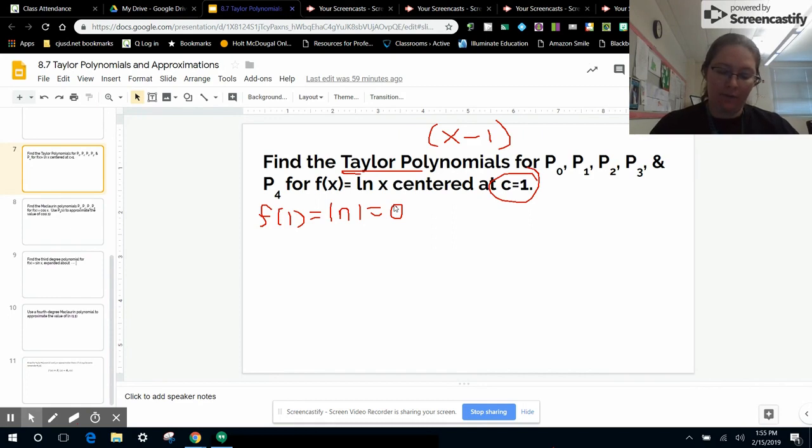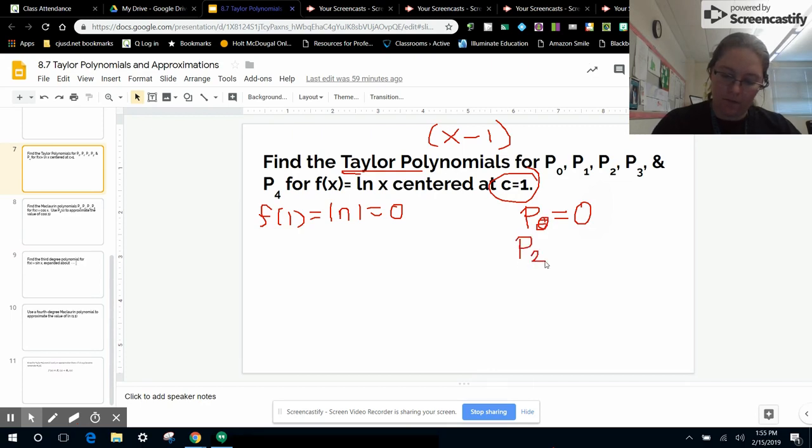So f of 1 is ln of 1, and that gives me my 0-degree polynomial. My 0-degree polynomial only uses f of 1, and f of 1 is 0. So let me clean up that 0 a little bit. There we go.